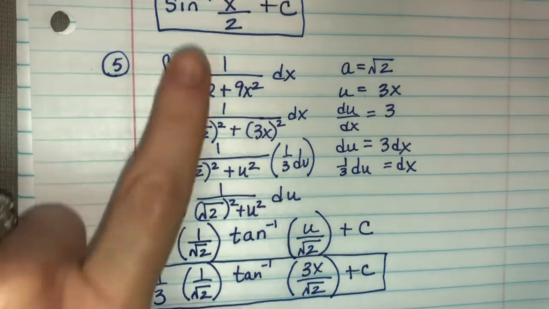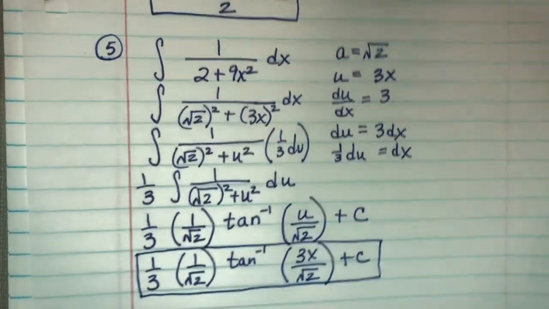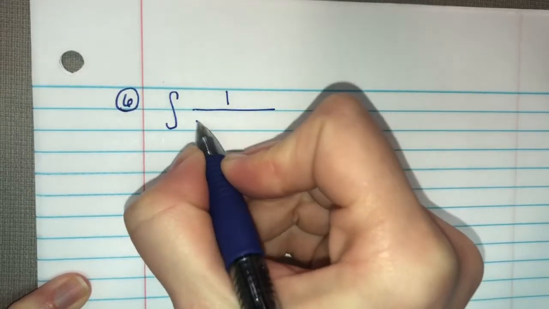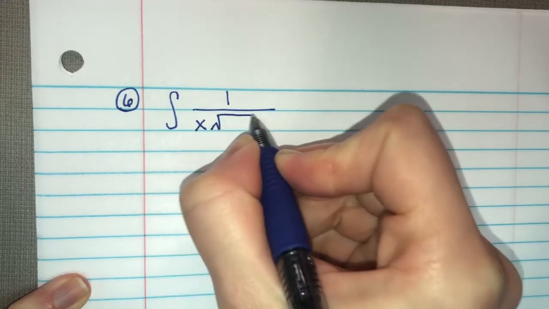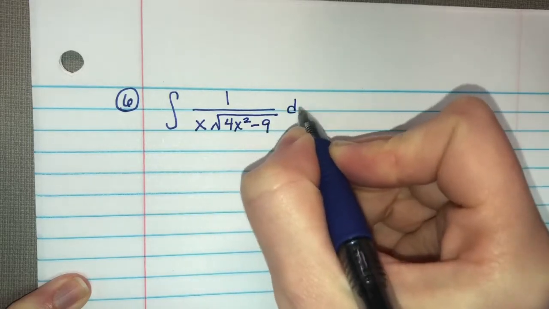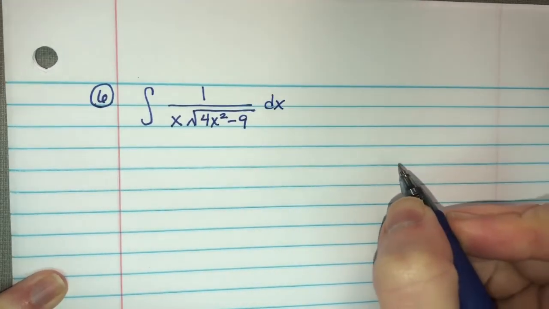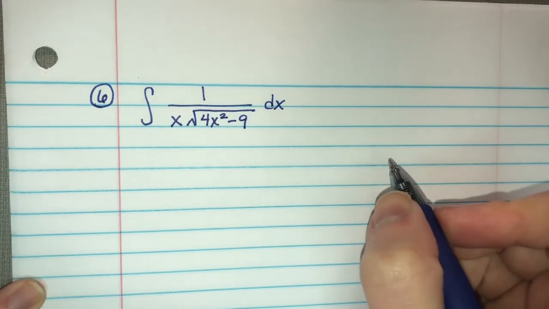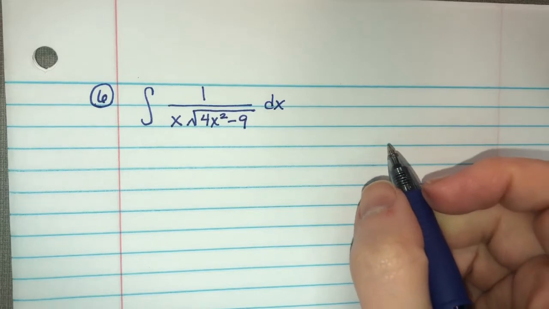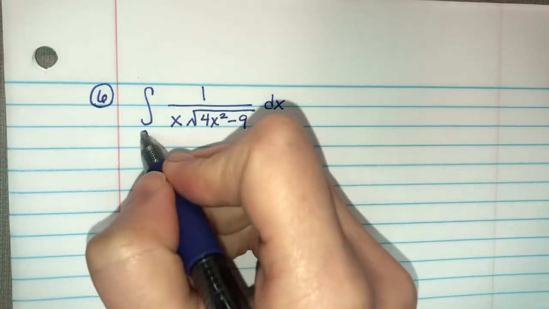So we did one with the inverse sine and one with the inverse tangent. I bet you'll never guess what the next example is going to be with. I wonder. Number 6, the integral of 1 over x times the square root of 4x squared minus 9 dx. So, what does this look like? The inverse secant one that I just shared with you. Absolutely. So, let's think about this.